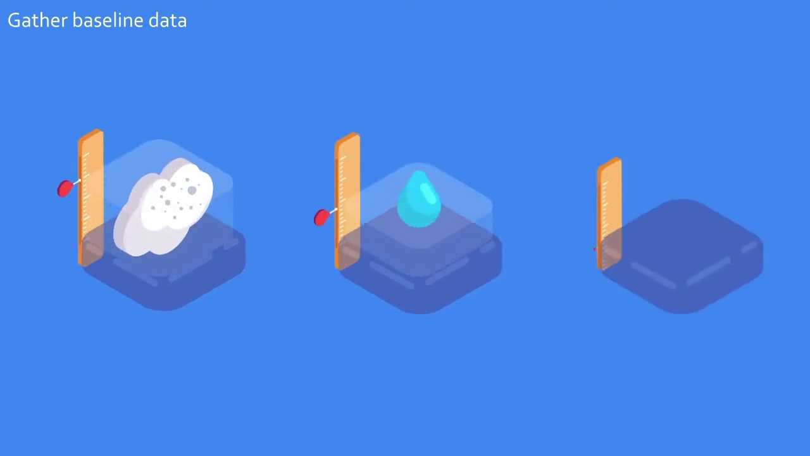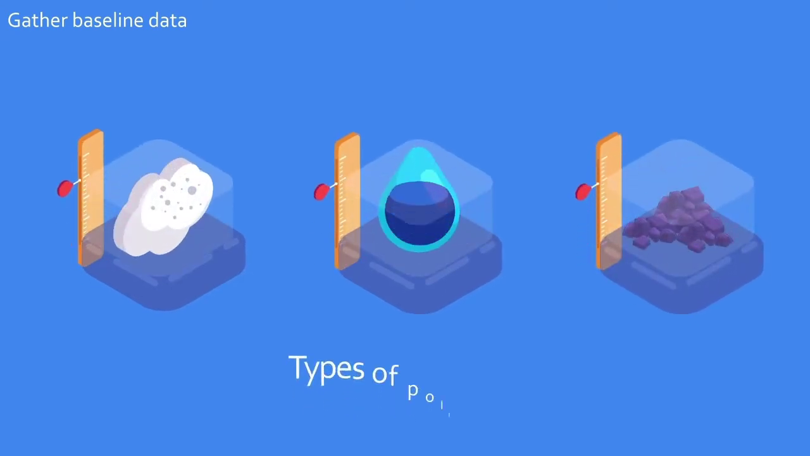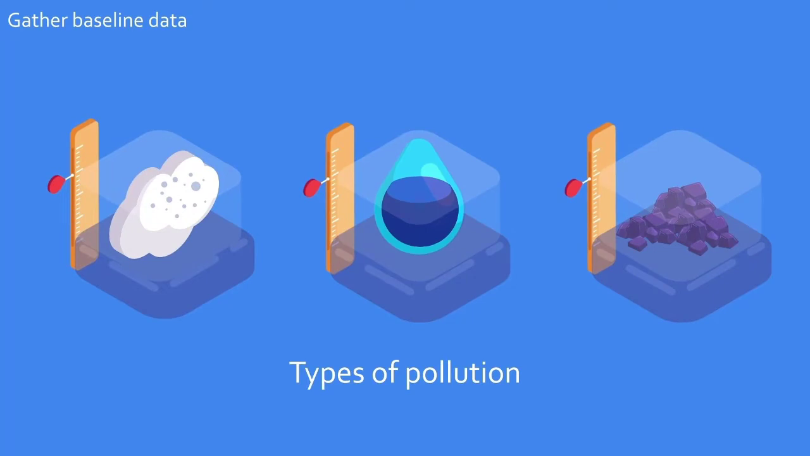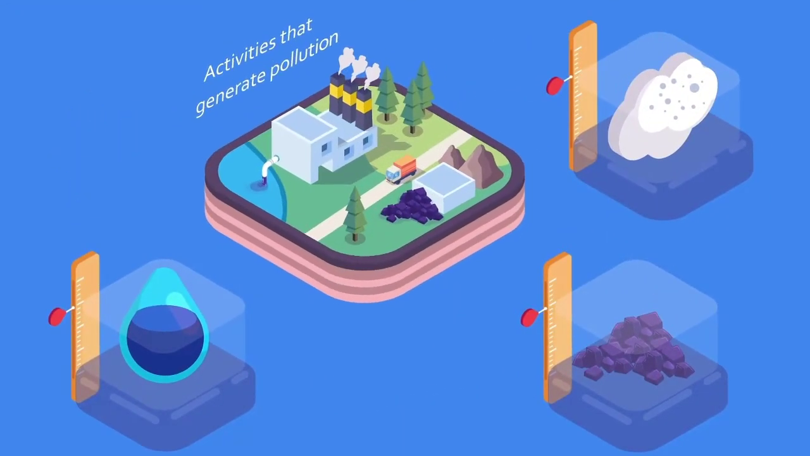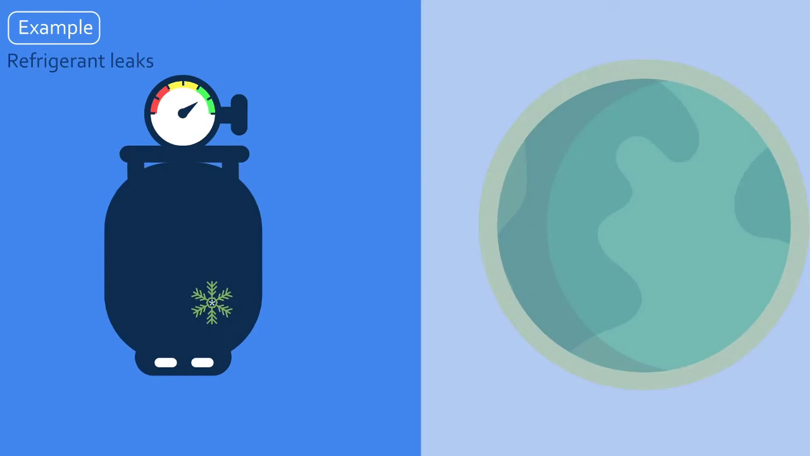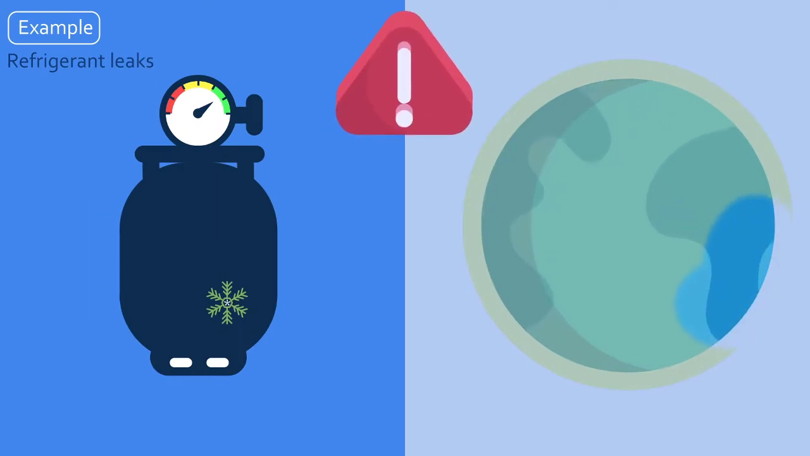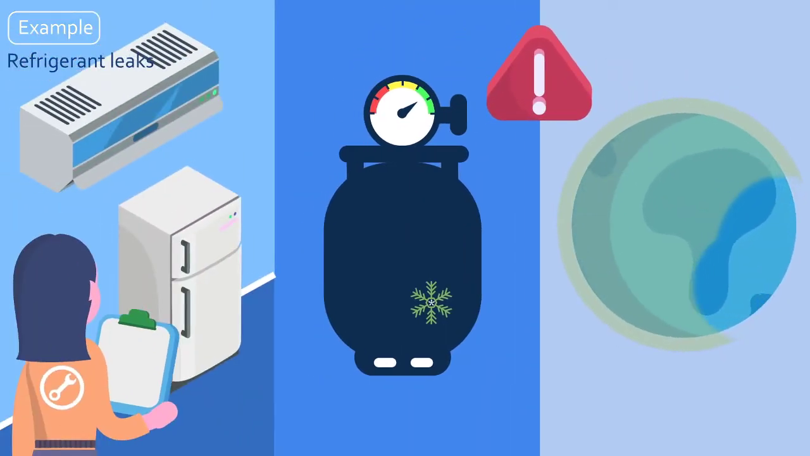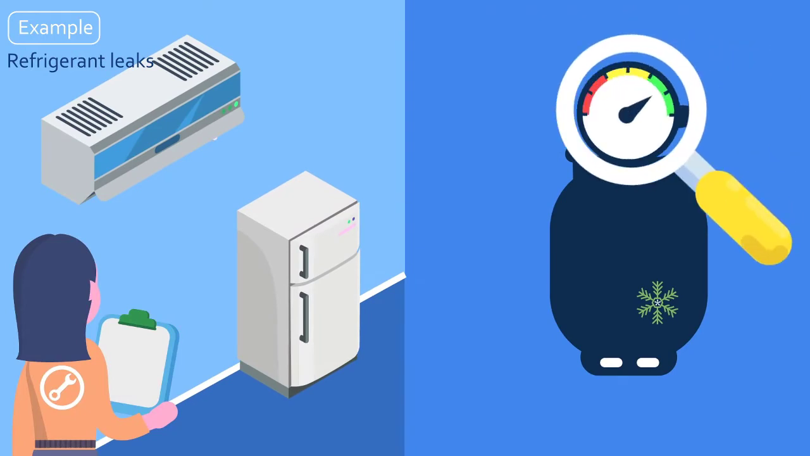Gather baseline data about your emissions to air, water, and land. What types of pollution do you generate? What activities generate pollution? Are any emissions harmful when released into the air, water, or land? For example, some refrigerants can damage the ozone layer if they leak. Maintain any coolers on site. If you have to replace the refrigerant, that indicates a leak.